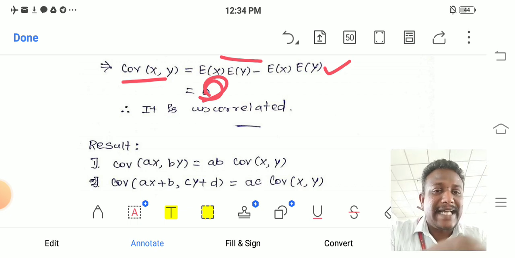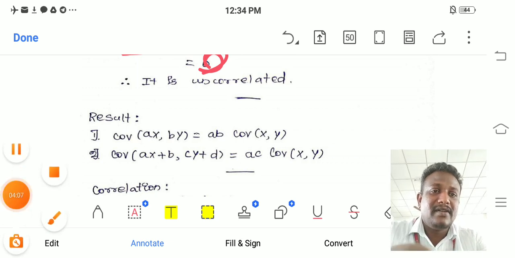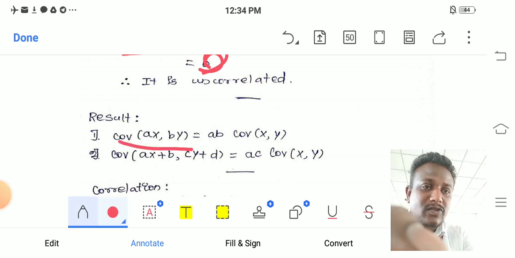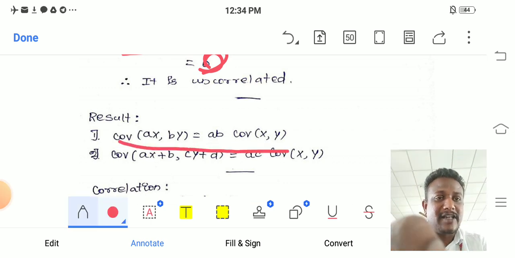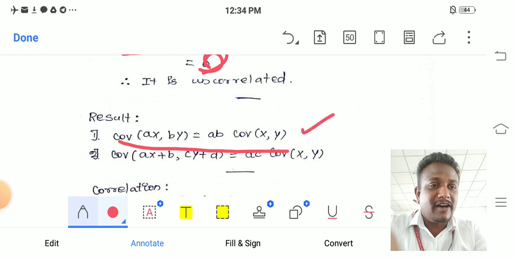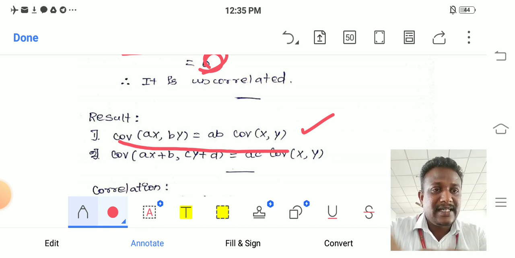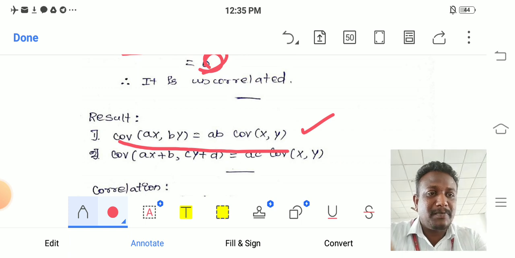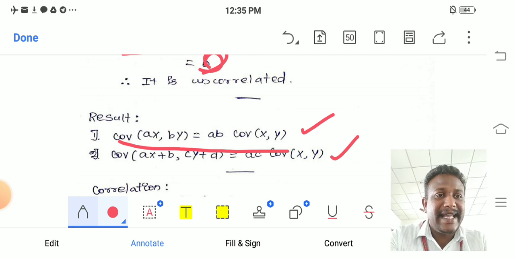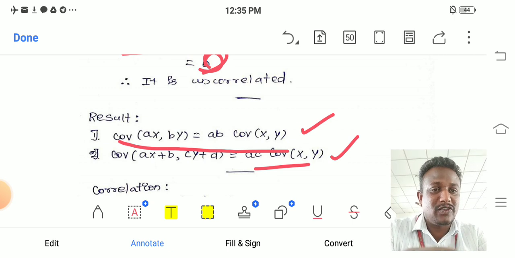Now, some standard results that we are going to see. The first result: covariance of ax comma by is equal to ab covariance of xy. This is a very important result, which we are going to use in our problems. Next, covariance of ax plus b comma cy plus d is equal to ac covariance of xy. This is also a second result, which is also very important.